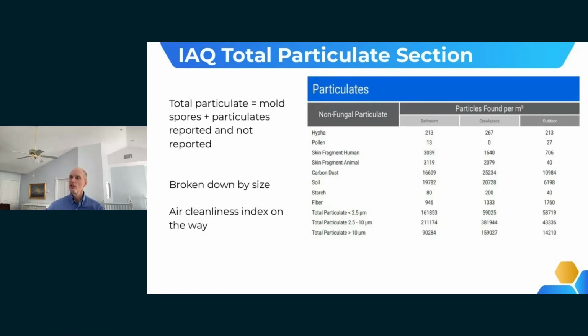In our particulates part of the report, you'll see that we are looking for pollen, hyphae, which is the growth structures of mold, the different skin fragments, human versus animal. But here, down at the very bottom, we've got total particulate and then by size. You can see this one is really dirty air, almost 162,000 particulates in a cubic meter of air. And basically, put your arms around, that's what you're going to get.